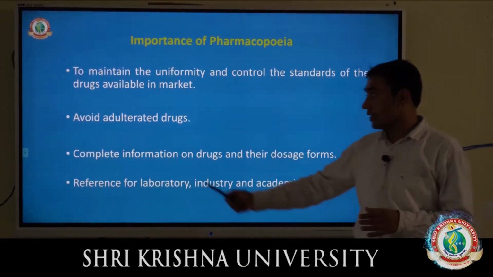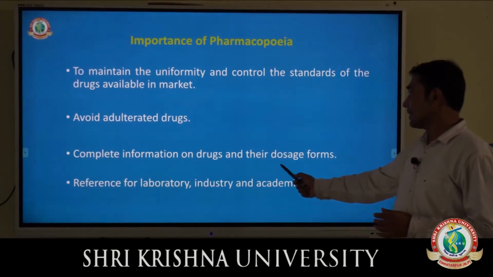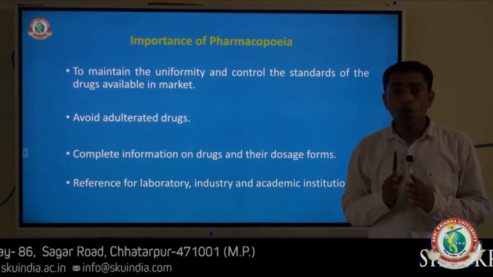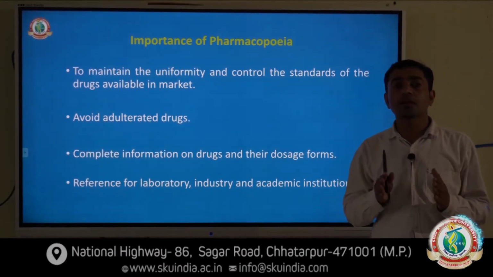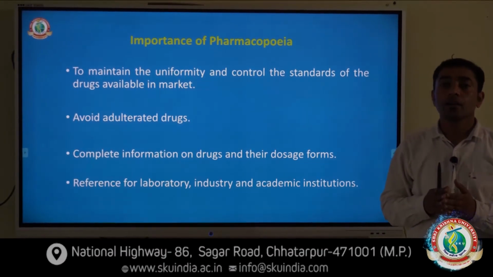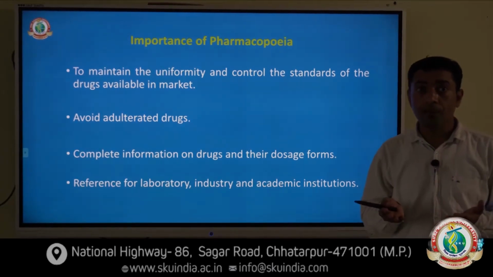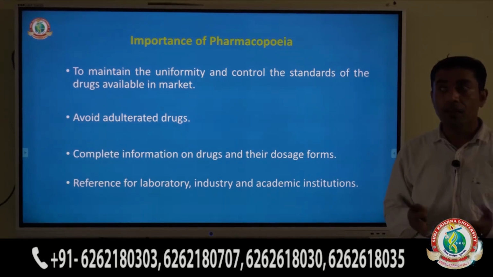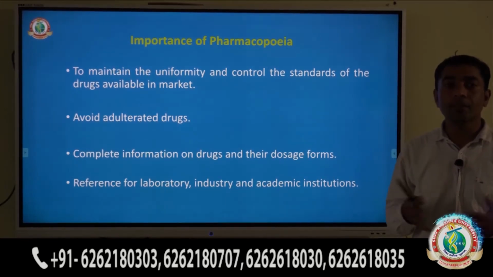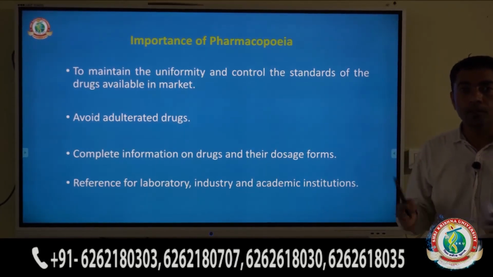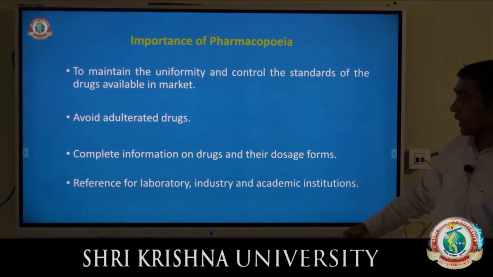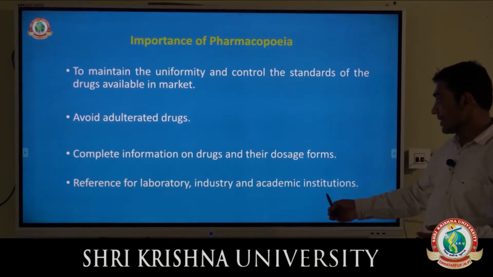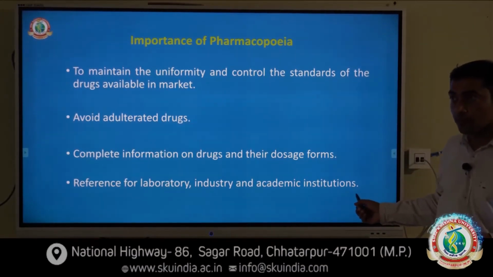And the third one is complete information on drugs and their dosage forms. In a pharmacopoeia, all the information related to a drug, like its dosage forms, its different analytical tests and different quality parameters, is included. And the next is reference for laboratory, industry and academic institutions.